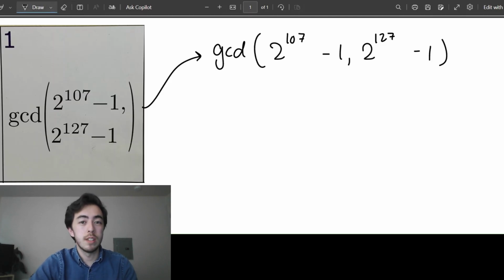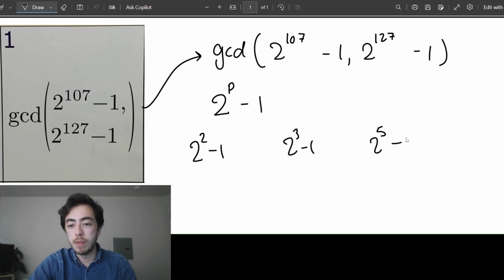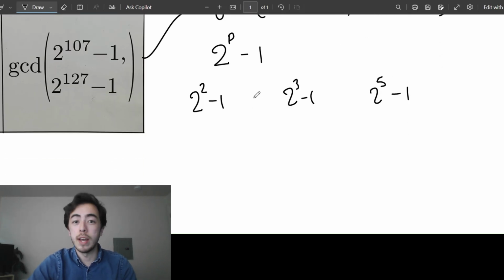Instead, I think we need to talk about Mersenne primes. Mersenne was a French mathematician who studied primes of the type 2 to the power of another prime, and then minus 1. So if you try plugging in some prime numbers here, like 2 to the power of 2 minus 1, or 2 to the power of 3 minus 1, or 2 to the power of 5 minus 1, these are all prime numbers. We can just calculate these by hand for a sec.